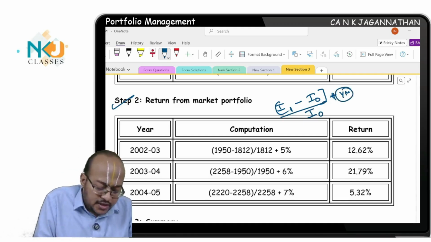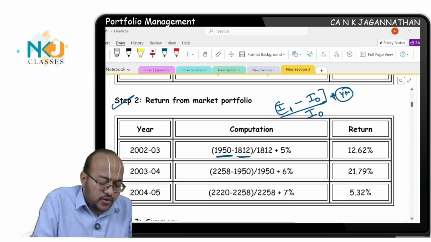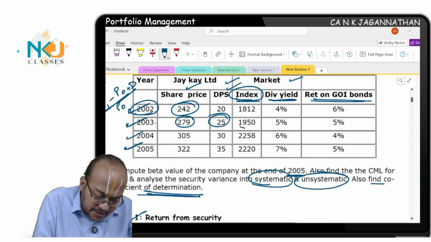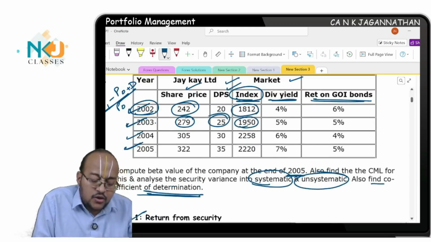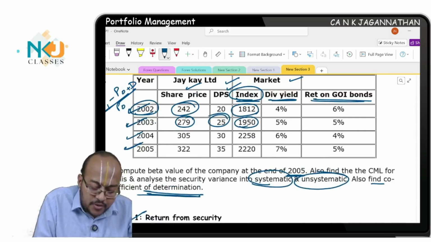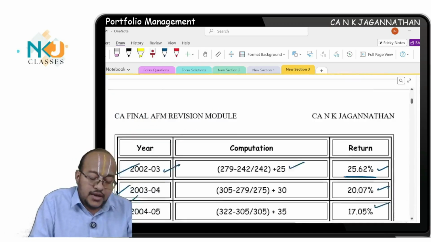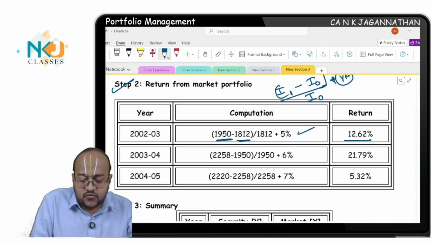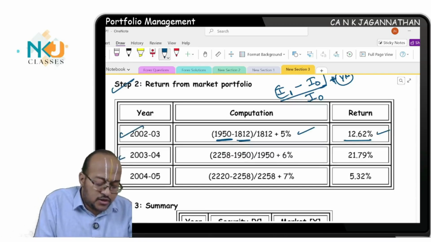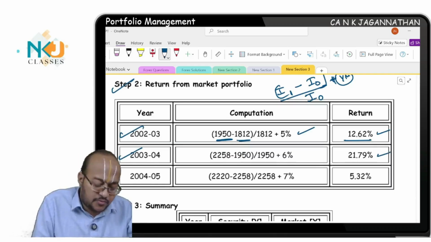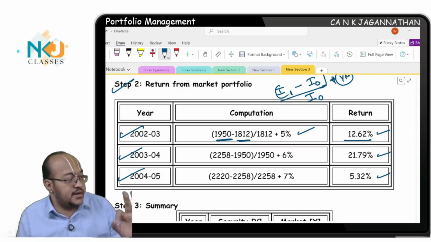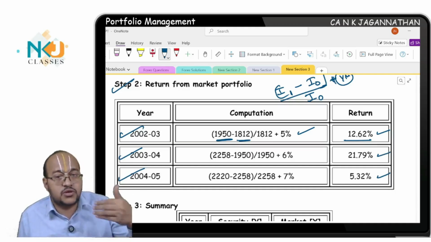So how much will you get? 1950 minus 1812. Here, 1950 is the year end market index, minus 1812, divided by 1812, plus 5% dividend yield for the respective year. Are you listening to what I am trying to say? How much is that? 12.62%. Year 2003-4 you get 21.79%, 2004-5 you get 5.32%. Up to this, is there clarity? Shall I proceed to the next discussion?